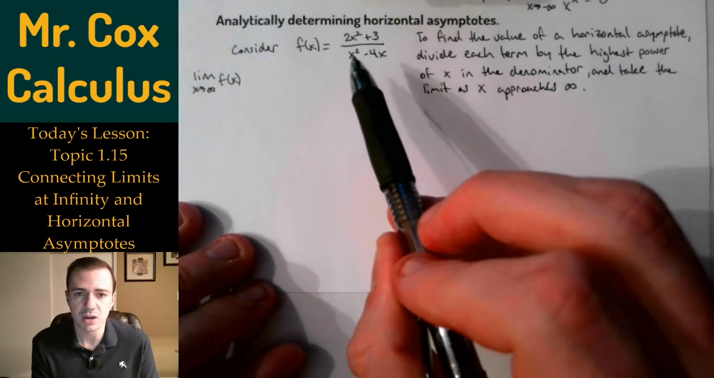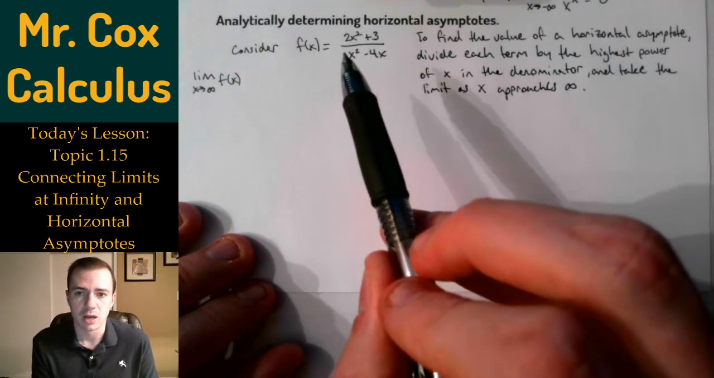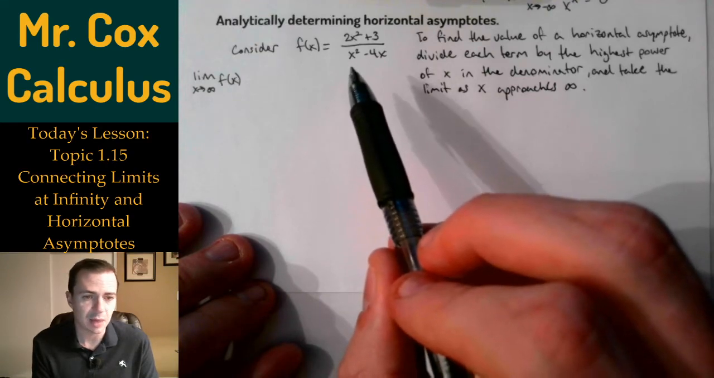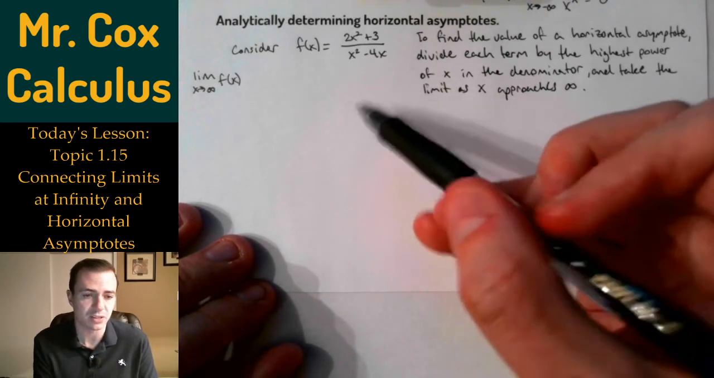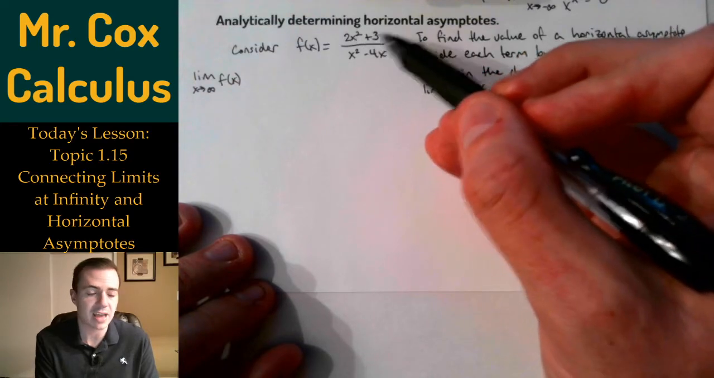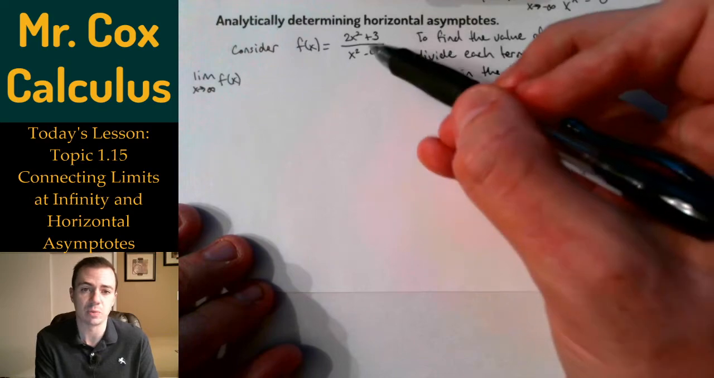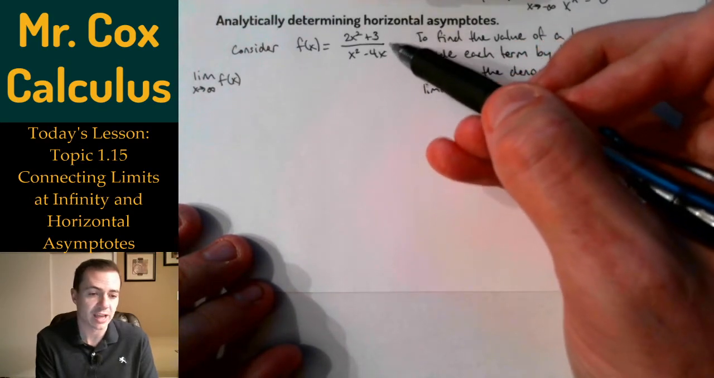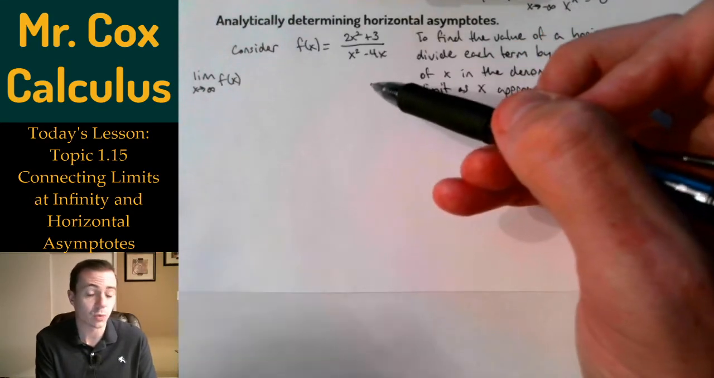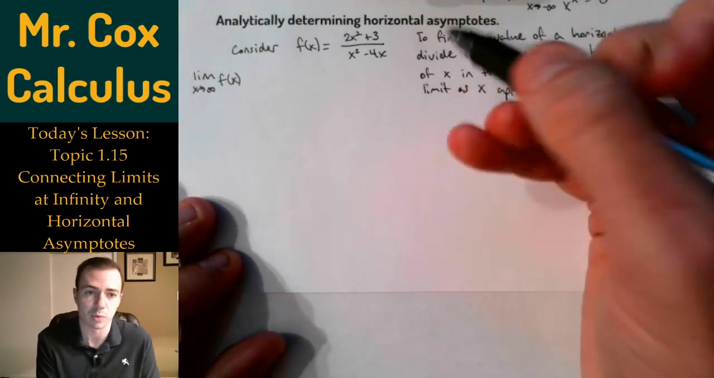So if I look at my function here, my highest power of x in the denominator is x squared. And so what I'm going to do is divide every single term by x squared. Another way to think about it would be to multiply by 1 over x squared over 1 over x squared, which I can do because that's a form of 1.